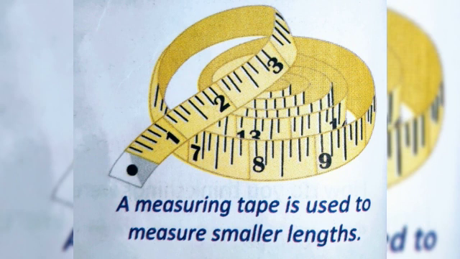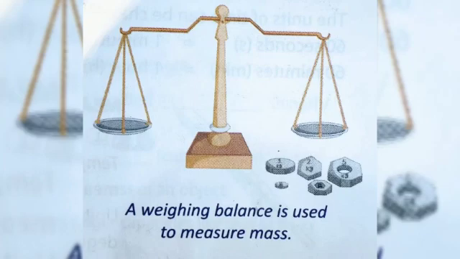Next one, measurement of mass. Look at the picture given in page number 103. This is a weighing balance. A weighing balance is used to measure mass. Mass tells us how heavy or light an object is. A beam balance or weighing balance is an instrument to measure mass.